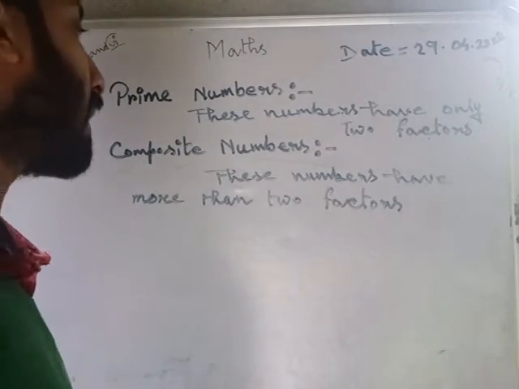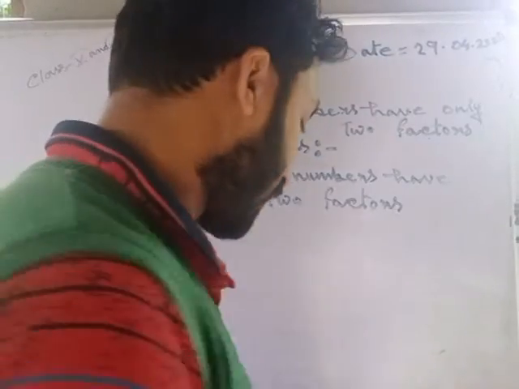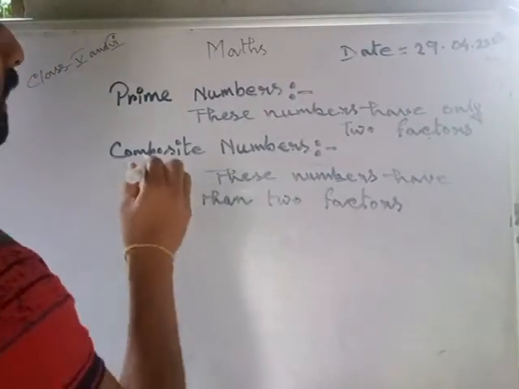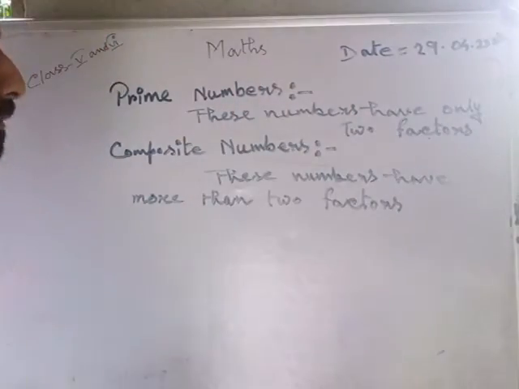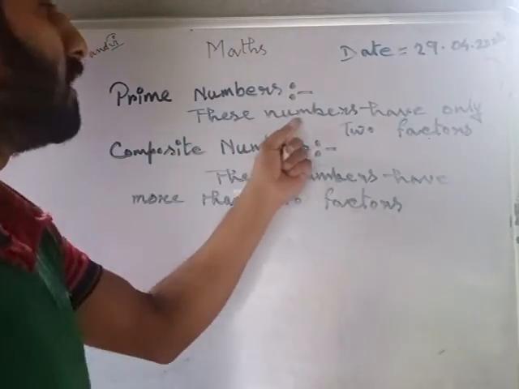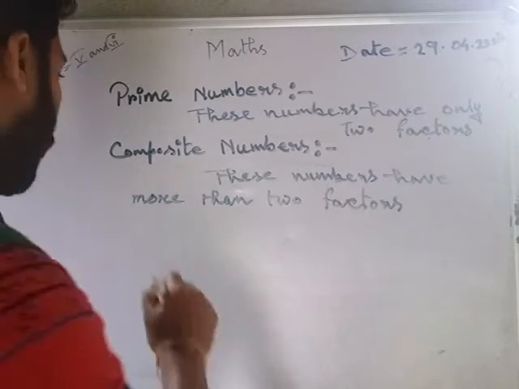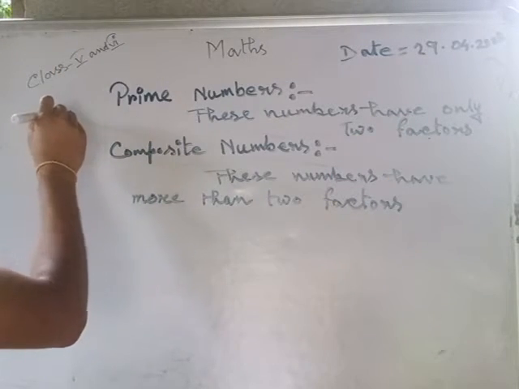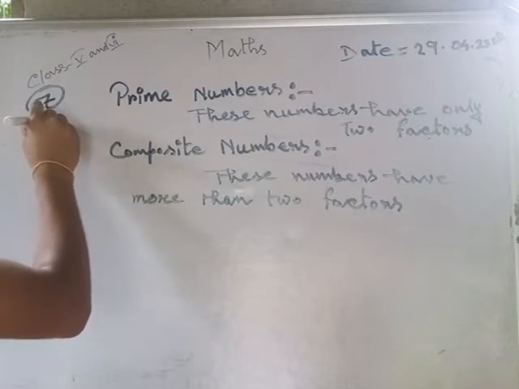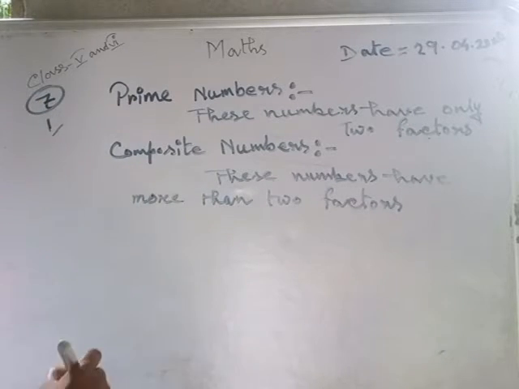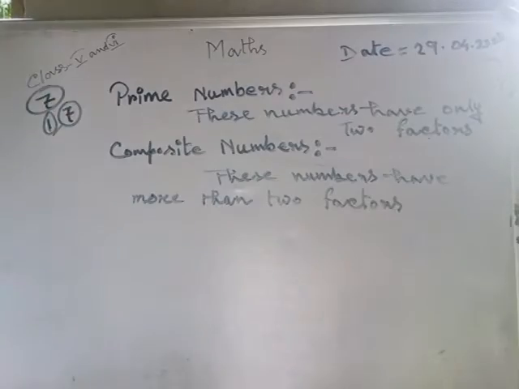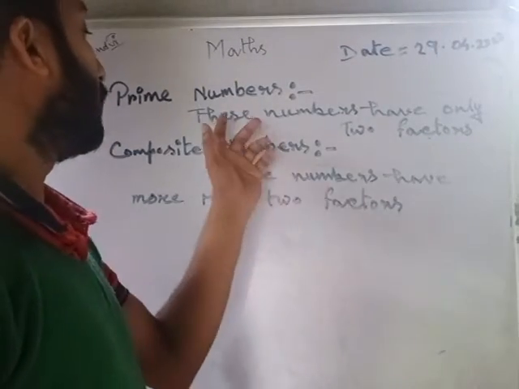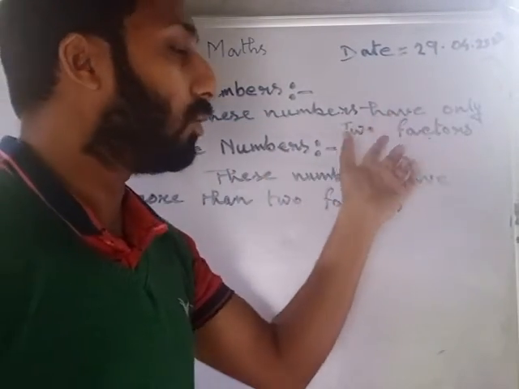What is a prime number and what is a composite number? A prime number can only be divided by 1 and itself. That means these numbers have only two factors: 1 and its own number. Suppose it is 7. The factors of 7 are 1 and 7. Only two factors are there.